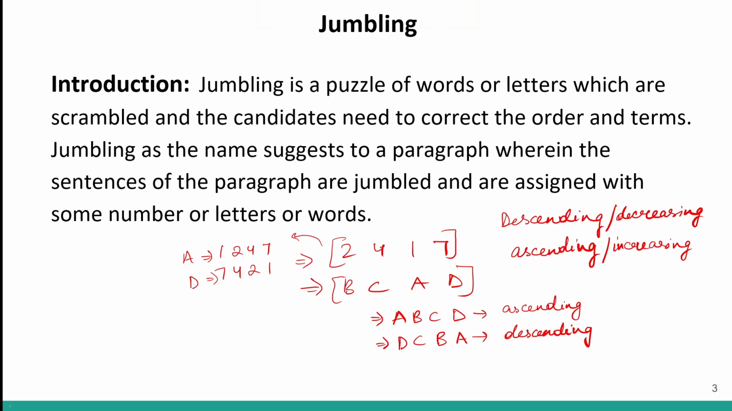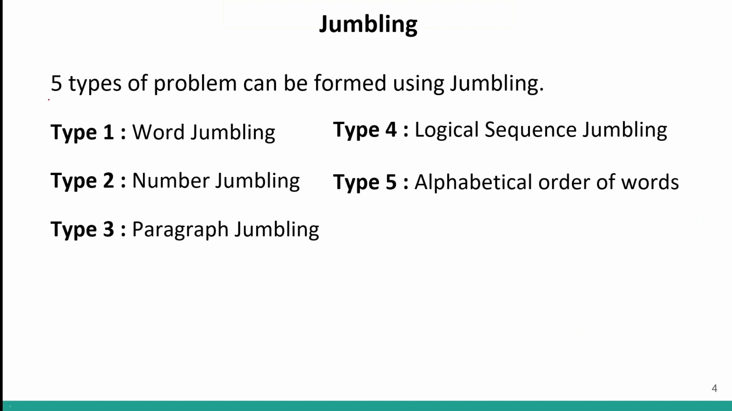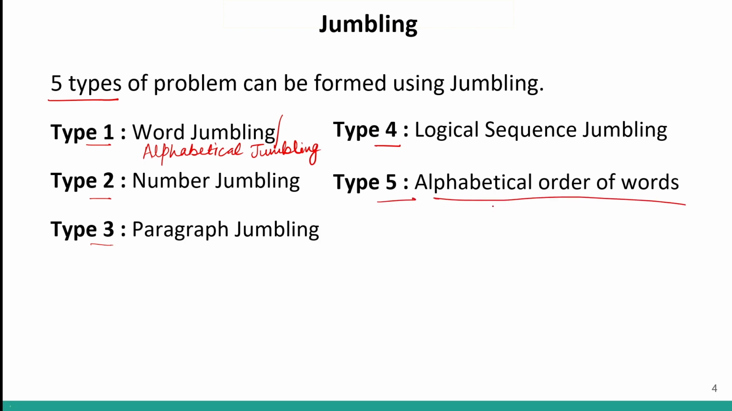arrange them. So, in jumbling, we can get 5 types of problems in your competitive exams. What are these? Word jumbling, number jumbling. Word jumbling can also be called alphabetical jumbling. The number jumbling, paragraph jumbling, logical sequence jumbling, and alphabetical order of words. We'll understand all of these in detail.